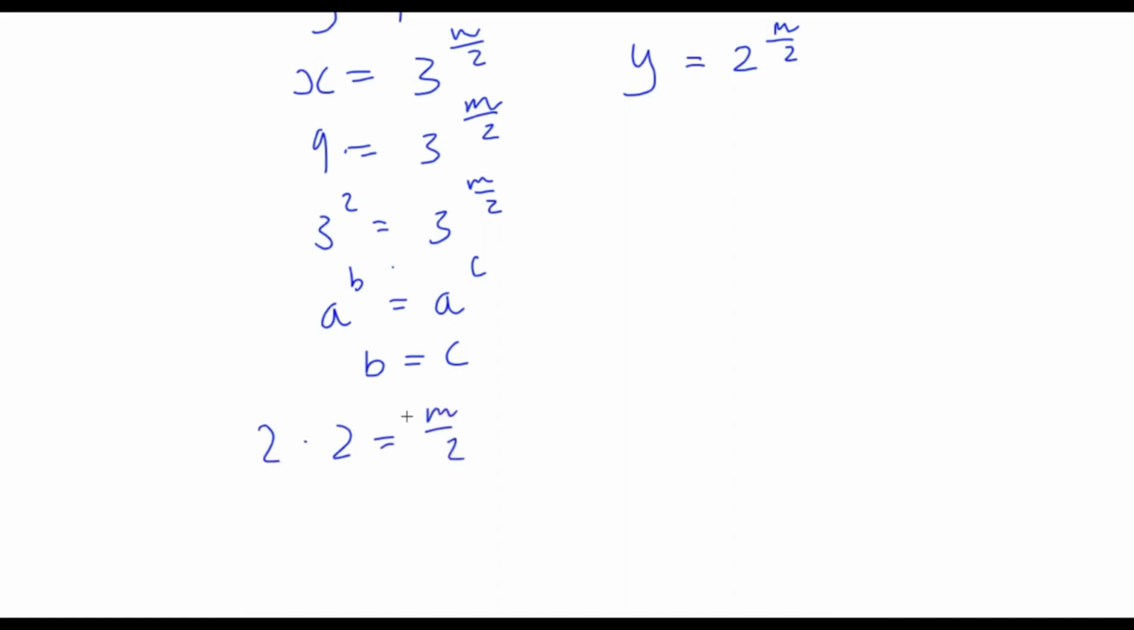Now to solve this, I simply have to multiply both sides by 2. These two cancel out. 2 times 2 is 4, so I'd be left with 4 is equal to m.